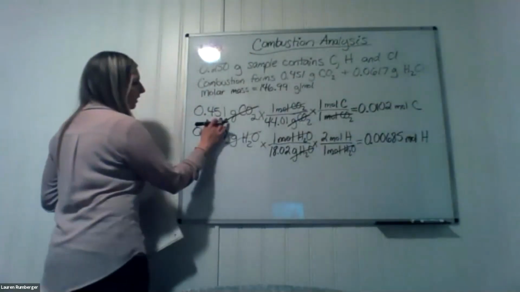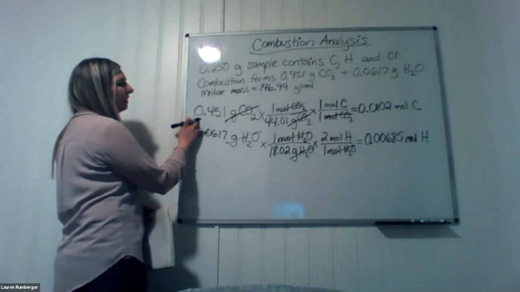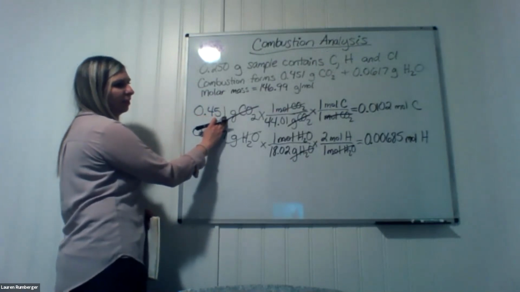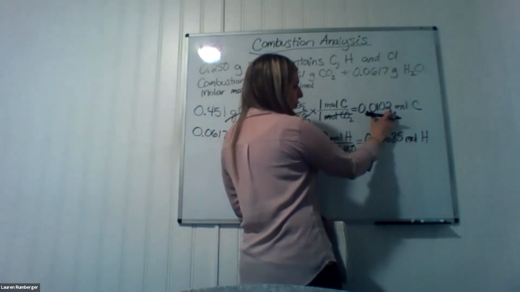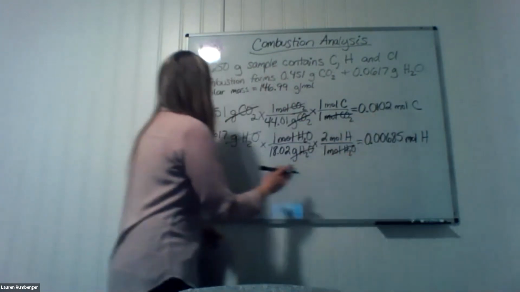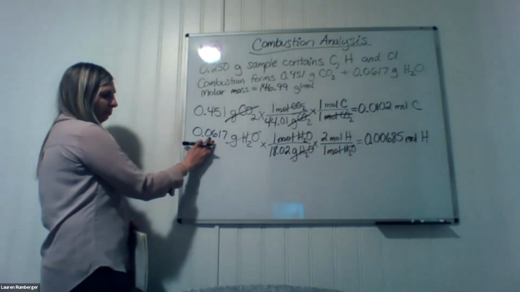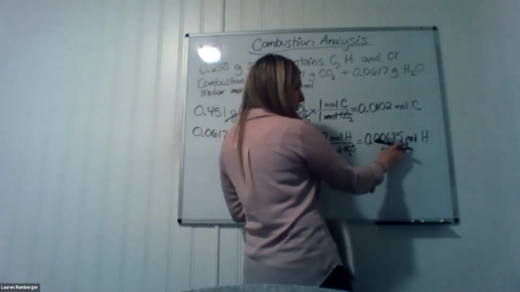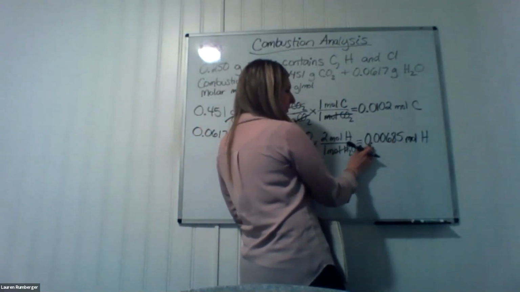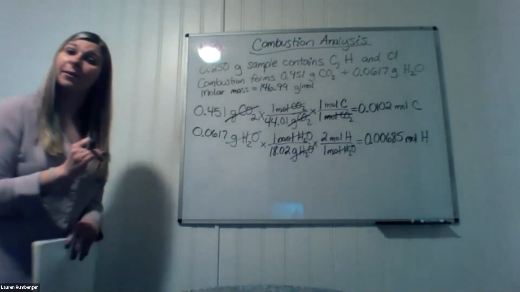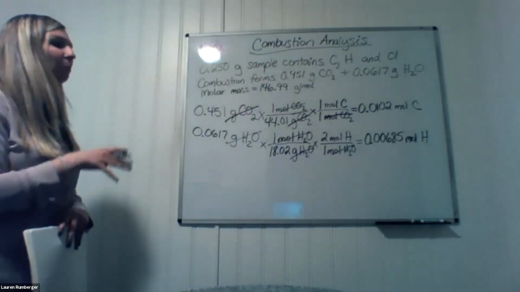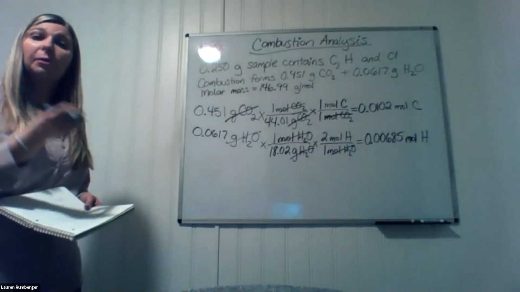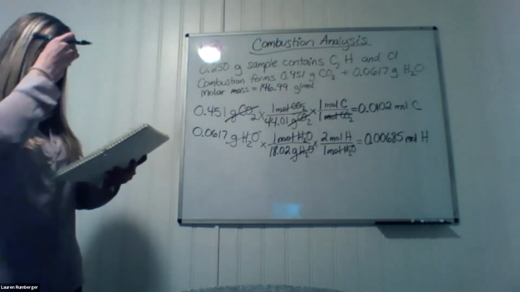Recognize that I am following the significant figure rules here. There were 3 significant figures here. Remember, this 0 is a leading 0, not significant. 1, 2, 3 significant figures here. These are leading zeros. I know I just repeated myself several times, but I just wanted to make sure that you're recognizing how I am following the significant figure rules.